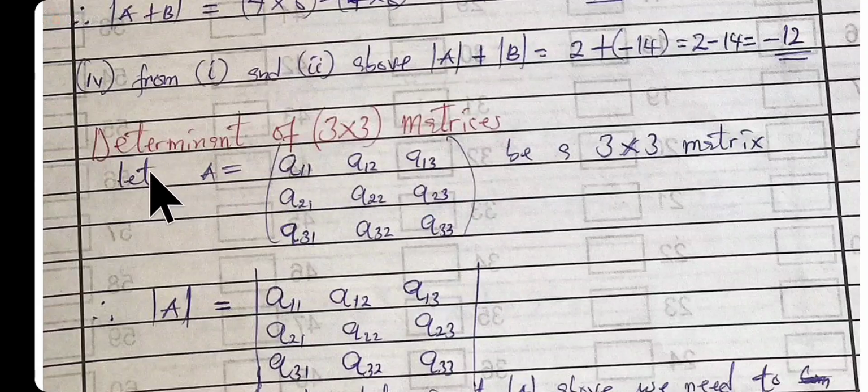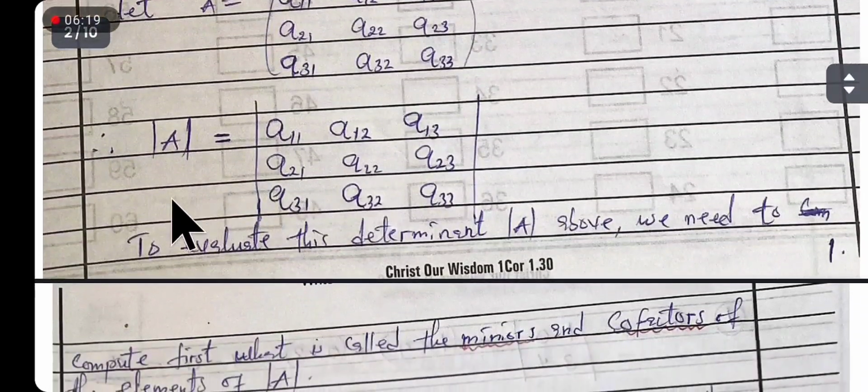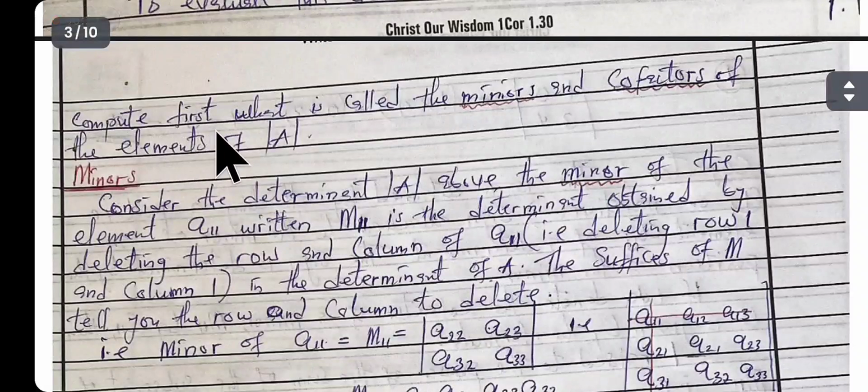Now, let this matrix equal this. This is a 3 by 3 matrix, with 3 rows and 3 columns. So the determinant of this 3 by 3 matrix will be given like this. To evaluate this determinant A above, we need to first compute what are called the minors and the cofactors of the elements of determinant A.